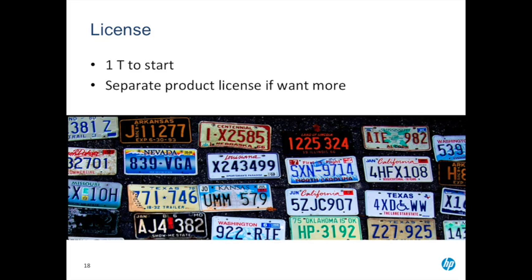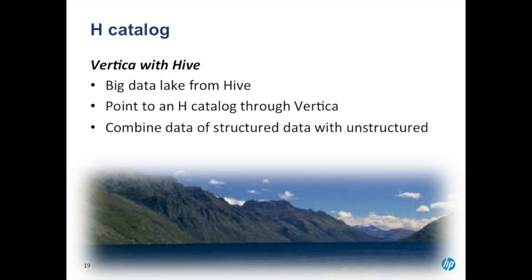So that really takes us through flex tables. And the next thing that we're going to talk about is the H catalog. And this is really the idea of Vertica working along with Hive. So the idea is that you've got your big data lake from Hive, and Vertica, with the H catalog connector, is pointing to the H catalog in Hive, and it's going to allow you to combine your structured data from Vertica with your unstructured from Hive.